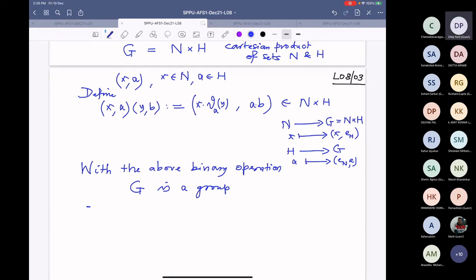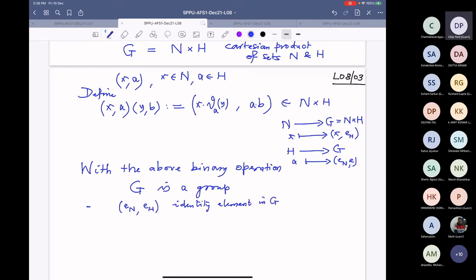Yes. Who can I ask? Roshini, can you tell me your guess for the identity element? Yes, sir. Identity element will be the pair. I can't hear you. Hello, sir. Yes, the identity element will be e suffix N, e suffix H. So she says e_N, e_H. This is the identity element in G. Is that clear?